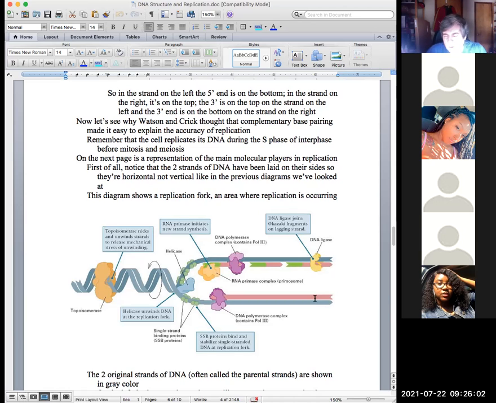Now, when we look at replication, remember, the only time it ever happens is during that S stage of interphase, either before mitosis or before meiosis, depending on the cell. But otherwise, replication doesn't happen. So think about what we've discussed so far. To replicate our DNA, we're going to have to end up with two identical versions of the chromosome that we start out with.